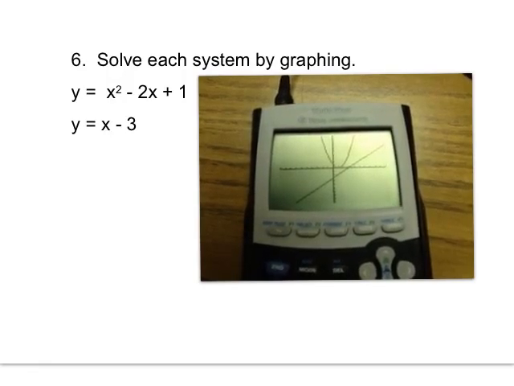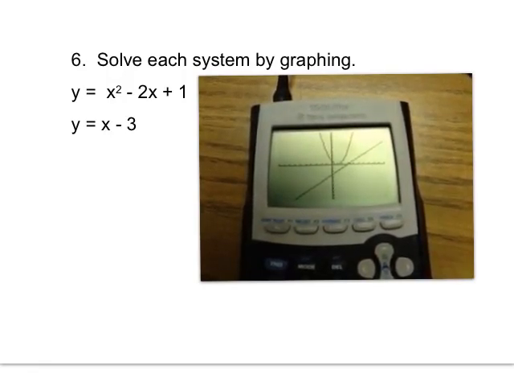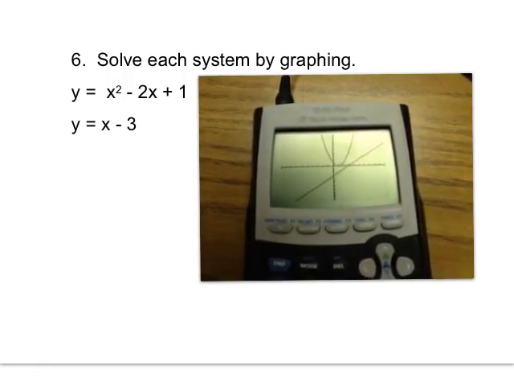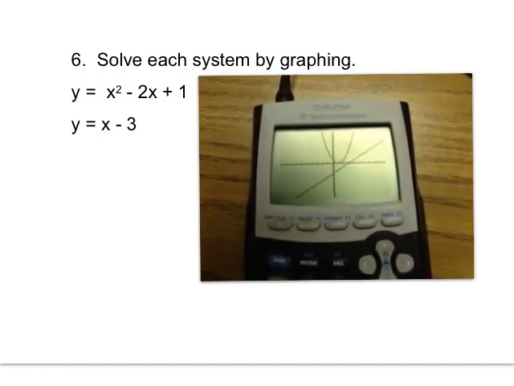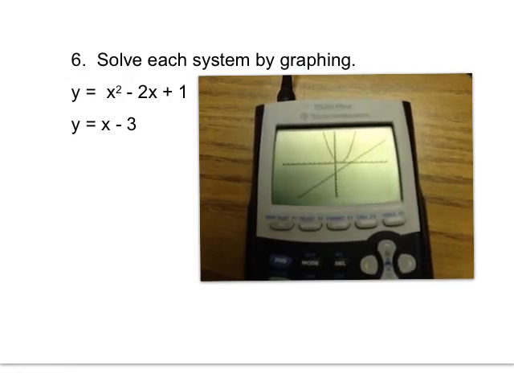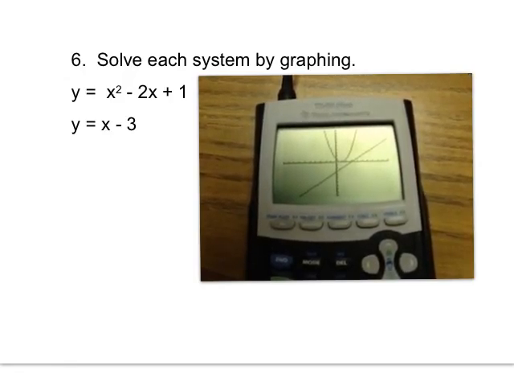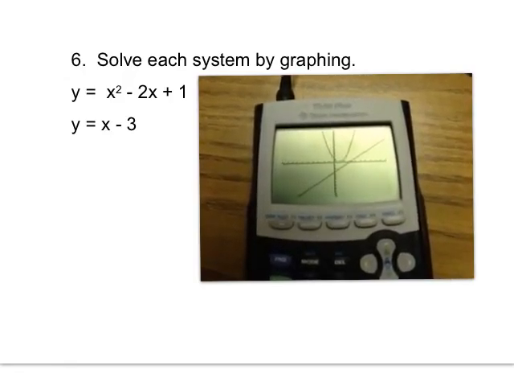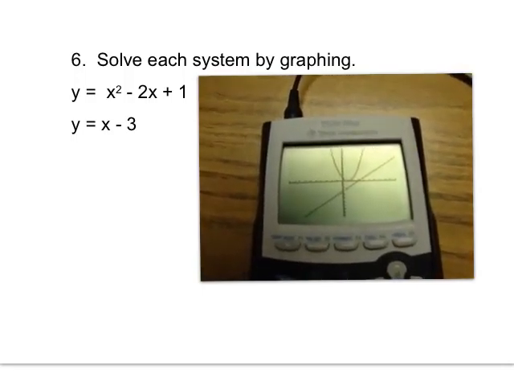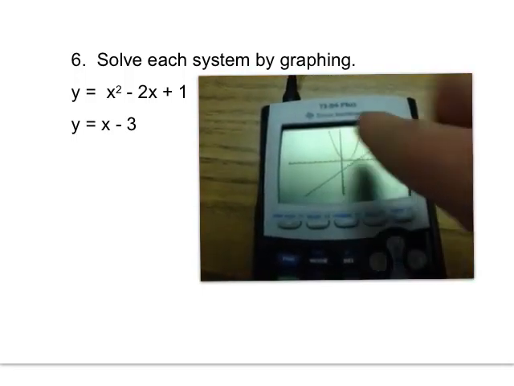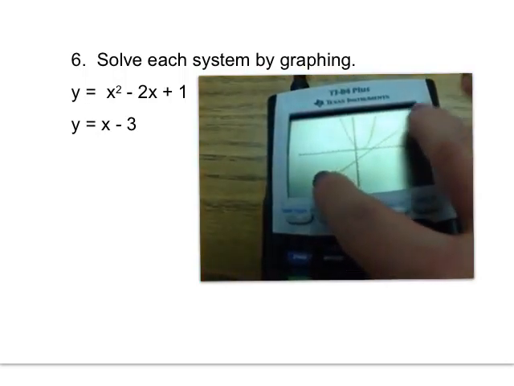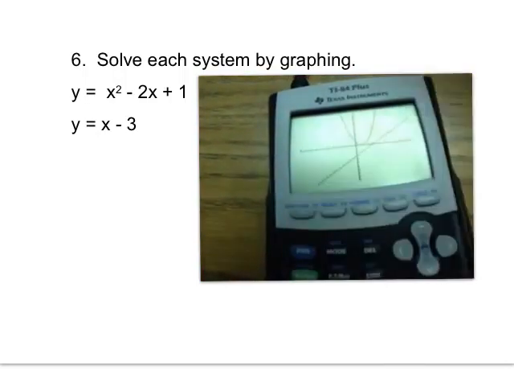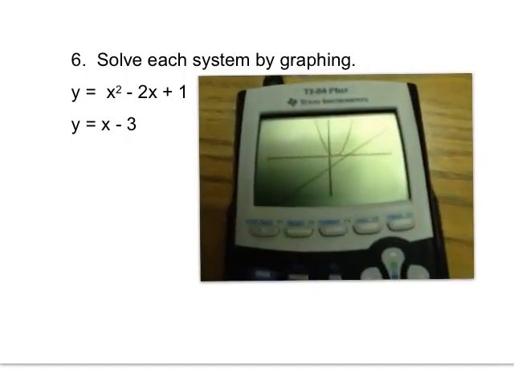By definition, the solution of a system is the point or points where the graphs intersect. Where are these graphs intersecting? You're right. They don't intersect. They don't intersect at any point. This line continues forever. This parabola continues forever, but this is going up and this is going in these directions, this way, and they're never, ever, ever going to intersect.